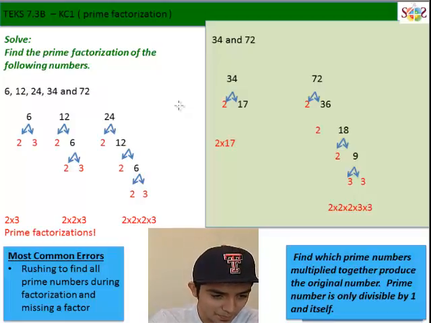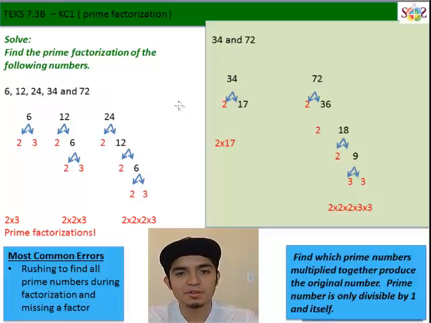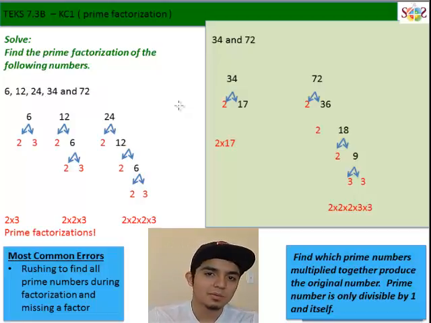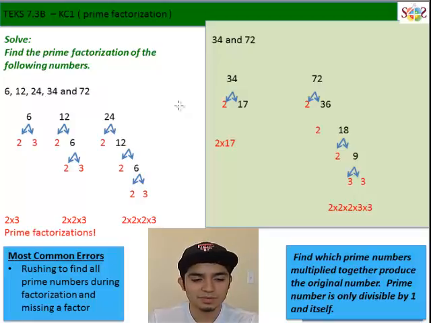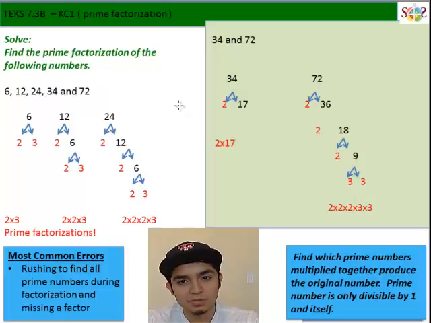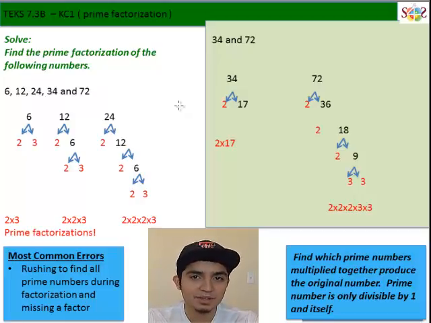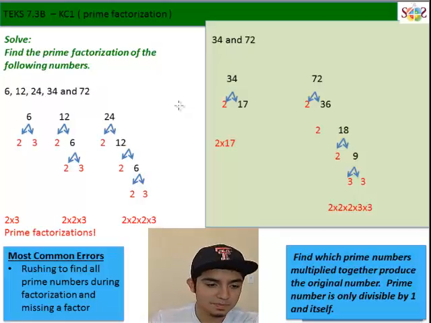So the prime numbers are numbers that only have two or fewer factors, such as 2, which is 2 and 1. Then we have 3, which is 1 and 3. Then we have 5, which is 1 and 5. But if you have 4, you have 1, 2, and 4, which doesn't make it prime. So that's just a quick example of numbers that are considered prime numbers.